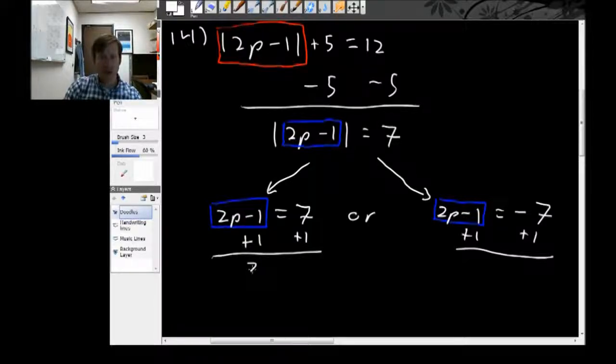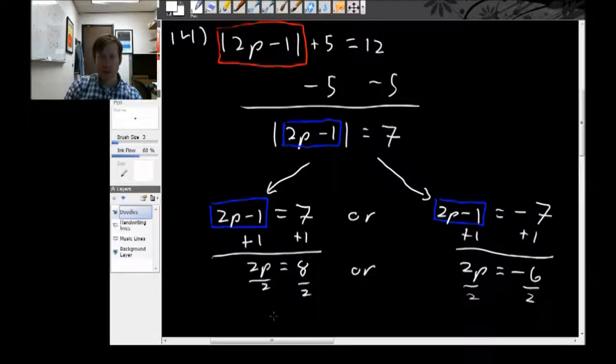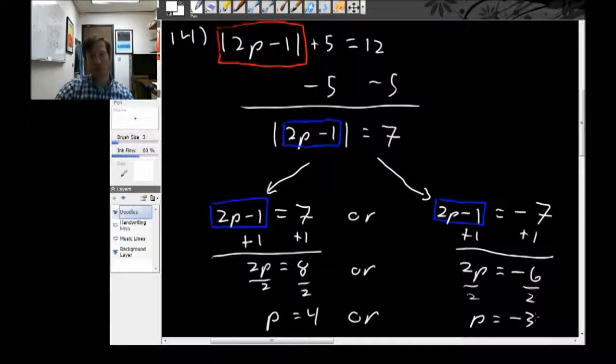Okay, so we get 2p equals 8, or 2p equals negative 6. Now we can divide by 2. So we get p equals 4, or p equals negative 3. So there are two solutions to this equation, p equals 4 and p equals negative 3.